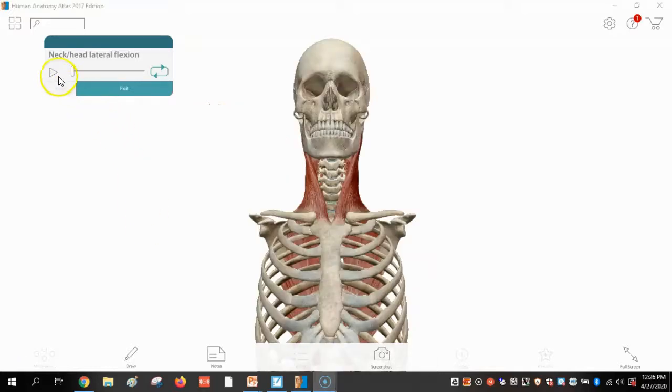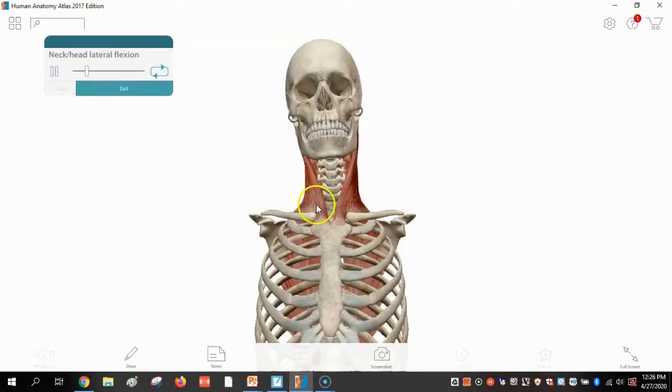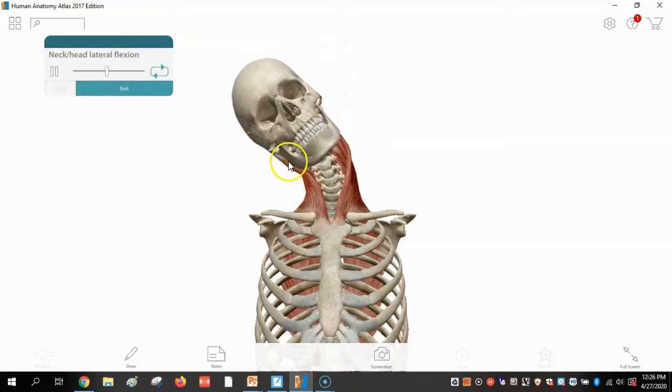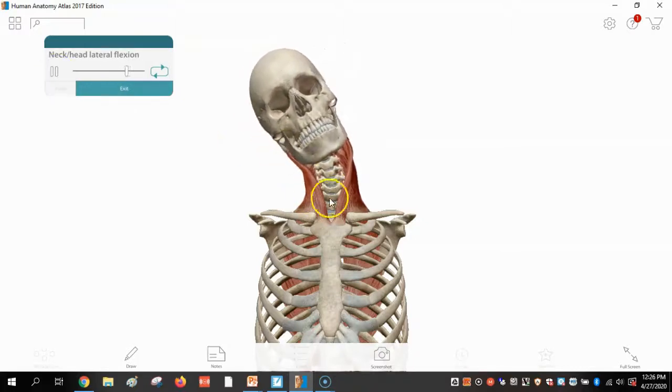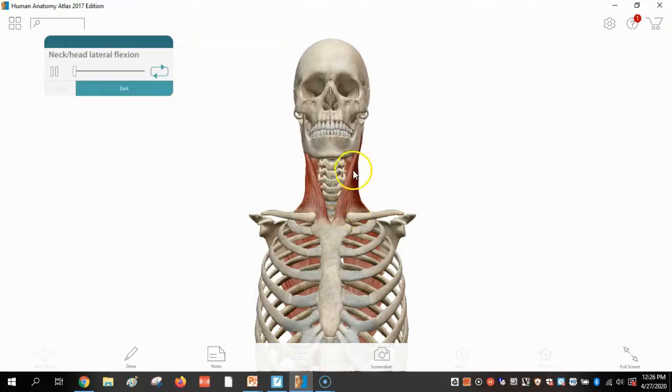Here's the animation of lateral flexion. We can see that this side would be contracting to pull the mastoid process down, and now this side will be contracting to put the head back into the anatomical position. If we wanted to tip to this side, this would contract more completely.